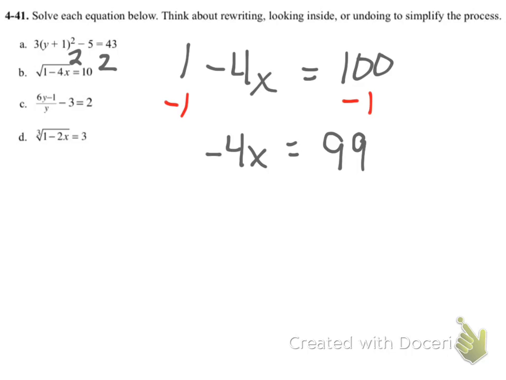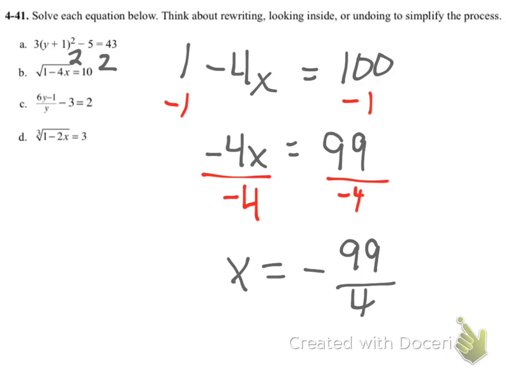And now to get x by itself, I'm going to undo that multiplication. So I divide by negative 4. So x equals negative 99 fourths. I can leave the answer like that. If you want to convert it to a decimal, that's perfectly fine as well. But negative 99 fourths. On to problem C.